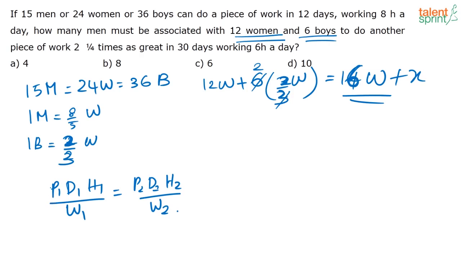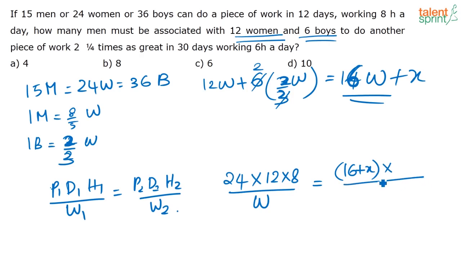Now in the first case, either 15 men or 24 women or 36 boys can do a piece of work in so many days. So since we are taking everything in terms of women, what can we say? 24 women are doing a piece of work in 12 days working 8 hours a day, right? W is the constant in both cases, right? So how many men should be associated with this women? 16 plus X number of men are there, okay. When they work together, they have to finish a work 1/4 times as great as the previous work in 13 days working 6 hours a day.